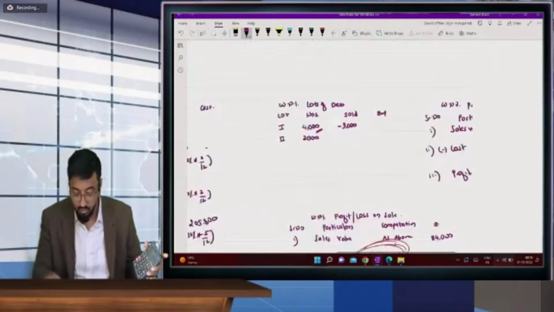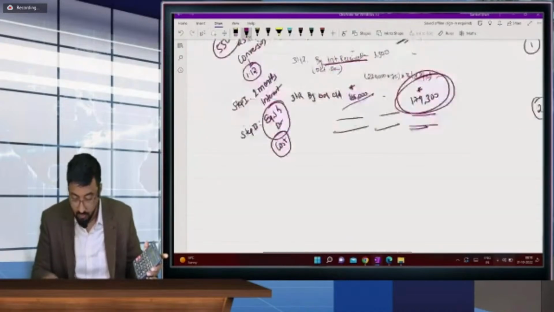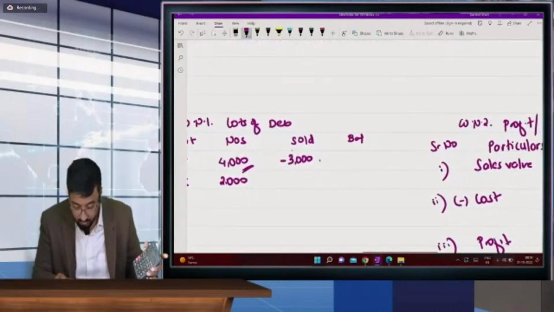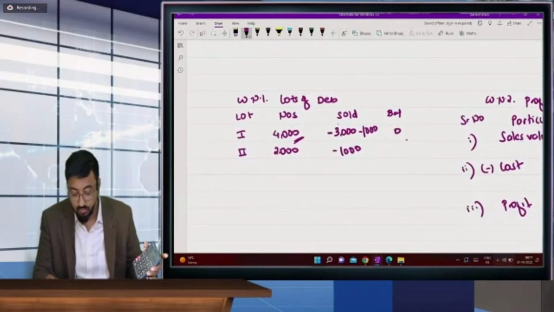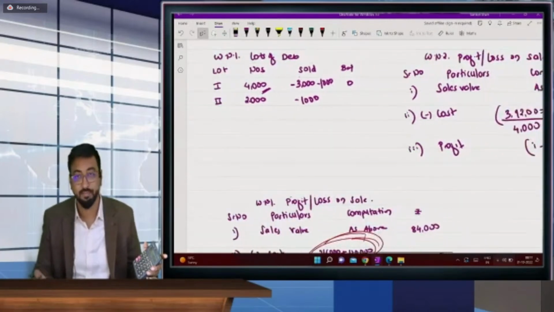And now lot 1, you are left with 1,000. So you sold 1,000 out of this and 1,000 out of lot 2. So first, lot 1 balance is 0. Second lot is still there, 1,000. So 1,000 from lot 1 and lot 2 1,000.